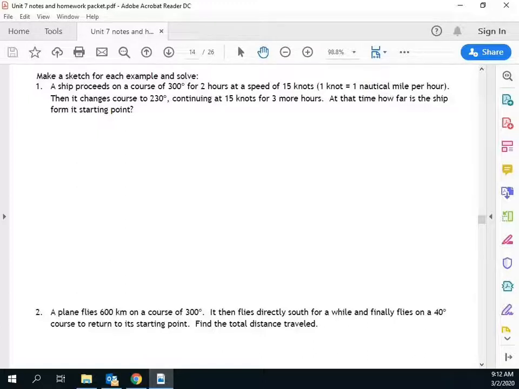Okay? So a ship proceeds on a course of 300 degrees for 2 hours at a speed of 15 knots. Then it changes course to 230 degrees, continuing at 15 knots for 3 more hours. At that time, how far is the ship from its starting point? So the first thing is we have a ship going 300 degrees.